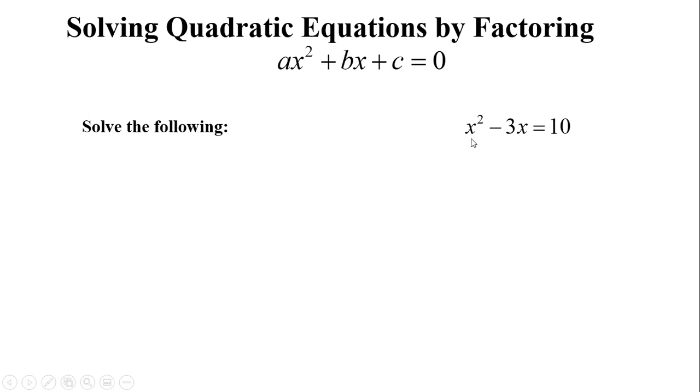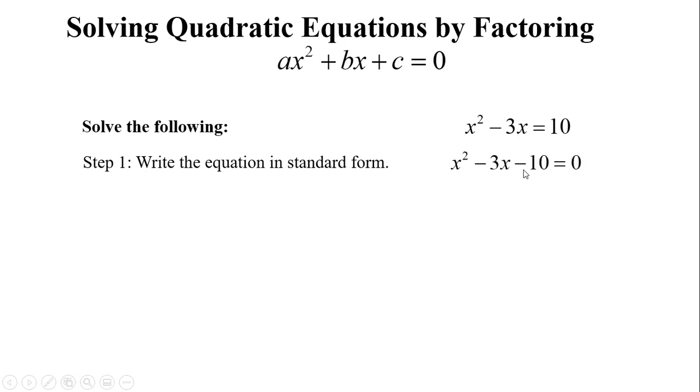Let's solve the following: x² − 3x = 10. You'll notice that this equation doesn't quite look like this because it's not in standard form. So to get it in standard form, to get one side equal to 0, we're going to subtract 10 from both sides. So we'll write the equation in standard form. It looks like that. The next step then would be to factor the left side.